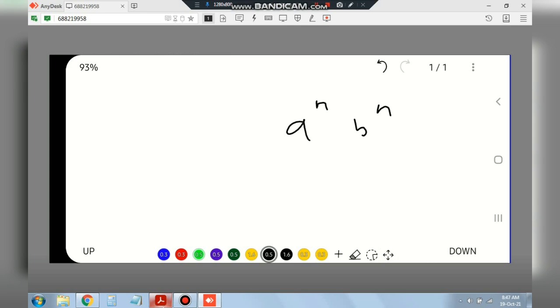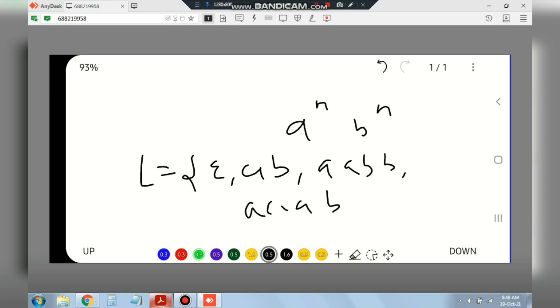That means what is the minimum string? L is equal to epsilon. That's the minimum string. What's the next string? If n is 1, AB. If n is 2, AABB. If n is 3, AAABBB, and so on. Okay. Each time if I generate A, I have to generate an equivalent B also.